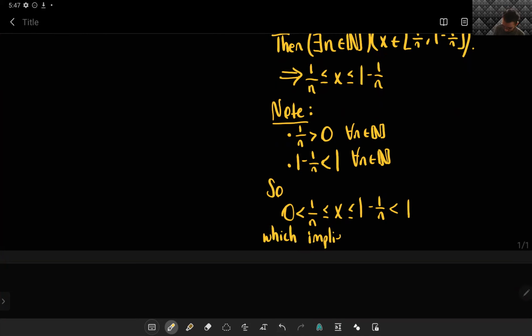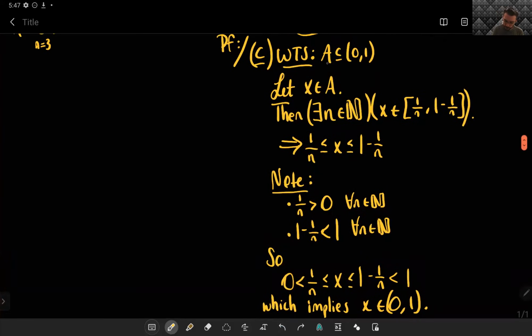What does that mean? Well, if we just focus on that part of the inequality that's saying 0 strictly less than x, strictly less than 1, which means x is in the open interval from 0 to 1. Open because we're doing strictly less than here. It would be closed if it was less than or equal to. Okay, and that's what we wanted, right? We started with some element in A, showed it had to be in the open interval from 0 to 1. Therefore, A is a subset of the open interval from 0 to 1.